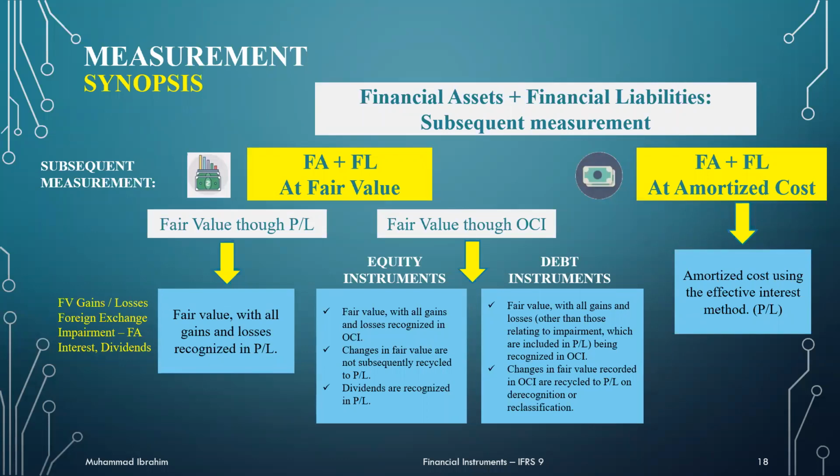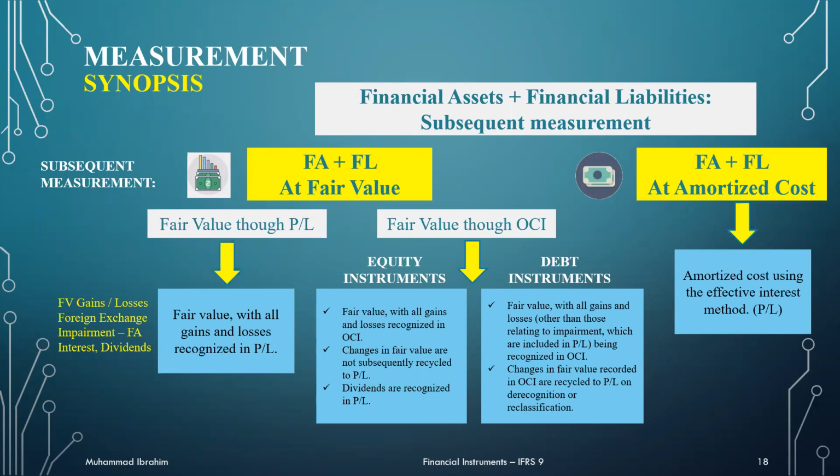Coming to the debt instrument: fair value, with all gains and losses other than those relating to impairment, which are included in P&L, being recognized in OCI. This is simple. Impairment means if there is any impairment in the debt instrument, because you are going fair value through OCI, it is included in P&L, while the rest is recognized in OCI. Changes in fair value recorded in OCI are recycled to P&L on derecognition or reclassification. This is a difference between the debt instrument and the equity instrument.